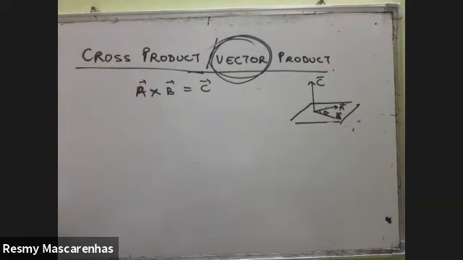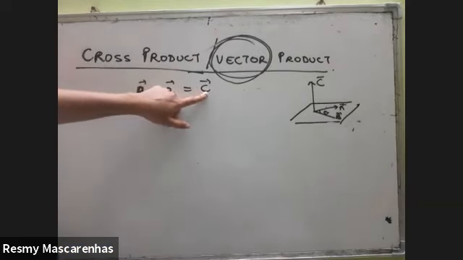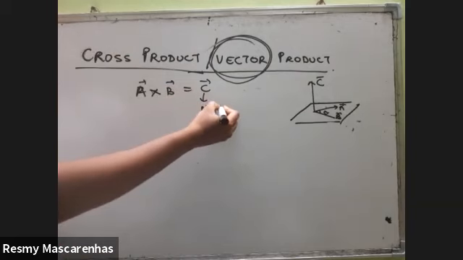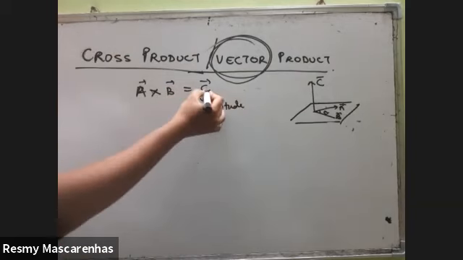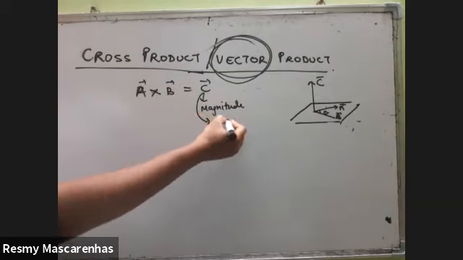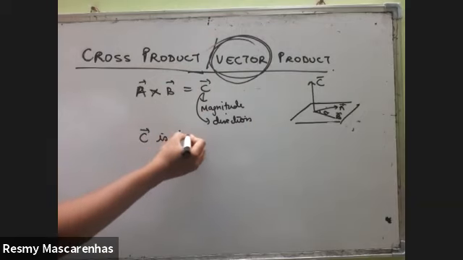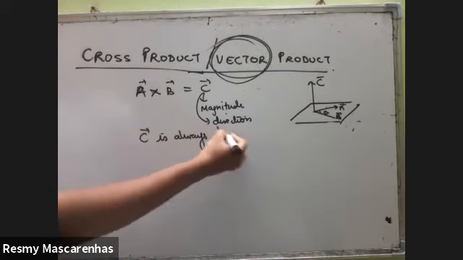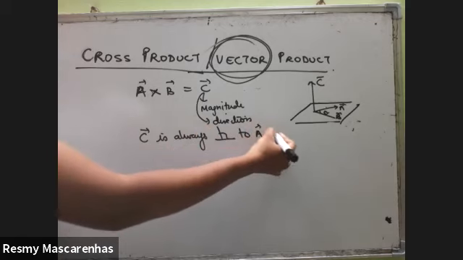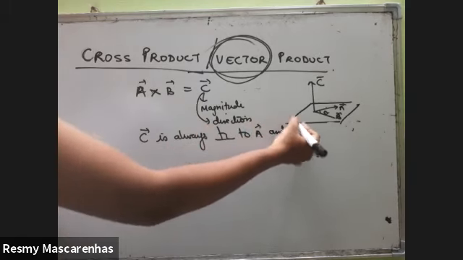So this is what a cross product means. This answer will always be a vector after multiplying. So this will have your magnitude also, and this will have your direction also. So direction is what? C bar is always perpendicular to A bar and B bar.